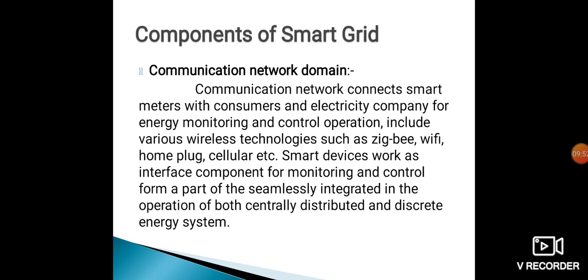Smart devices work as an interface component for the monitoring and control, and form a part seamlessly integrated in the operation of both distributed and discrete energy systems. So this was all about the components of the communication network domain.